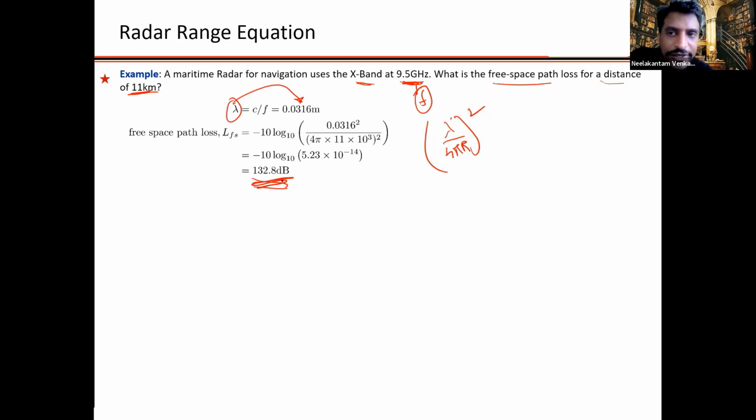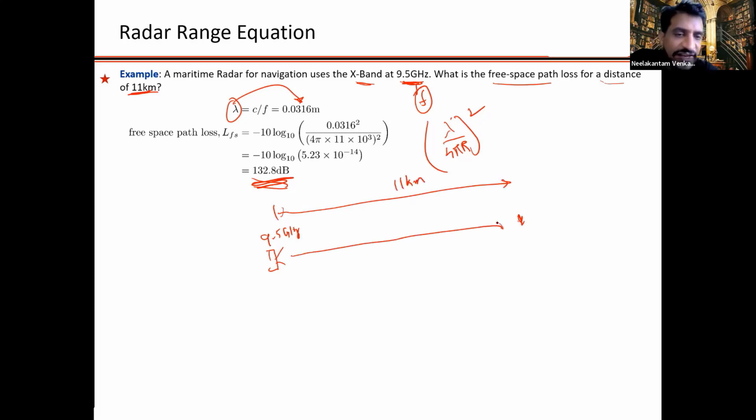You might want to think about it this way: this radar is operating at 9.5 gigahertz, and maybe the object is at 11 kilometers distance. This free space path loss is this guy, isn't it? This is the LFS for this one-way journey.